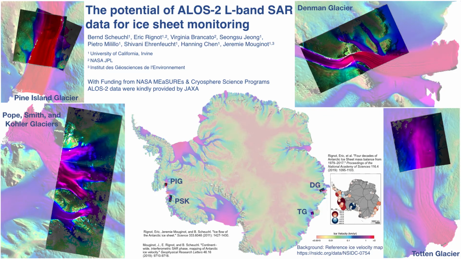Hi, and thank you for watching this Fringe 2021 e-poster where I will present our preliminary assessment of ALOS-2 L-band SAR data for ice sheet monitoring. Our group is funded by NASA, and for this project we got a data grant from the Japanese Space Agency. We are producing geophysical information products for Antarctica, namely ice velocity and grounding line information.